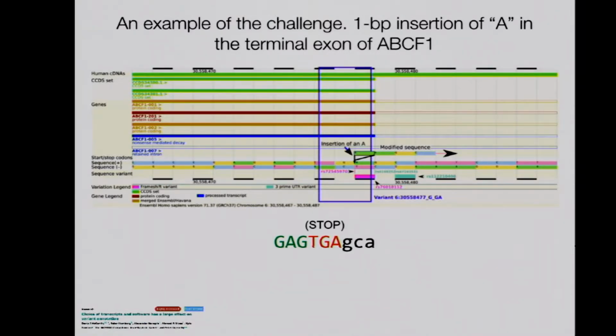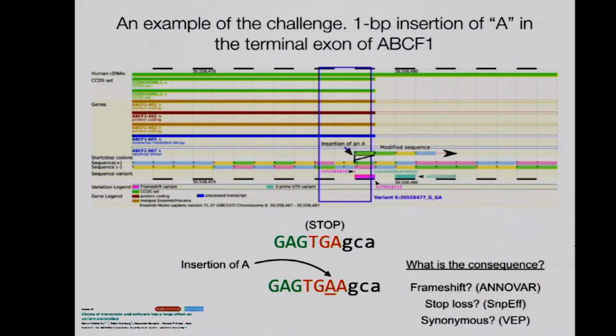Another option is that it could be a stop loss. Some tools might predict it to be a stop loss because you disrupted an existing stop codon, but that's fallacious because you disrupted it with just another A, so you just kept the stop codon. Or you could predict it to be a synonymous change, because it was an insertion of the same nucleotide, so basically no change at all. And the problem is that three different tools give three different answers. So there's no real easy solution here.